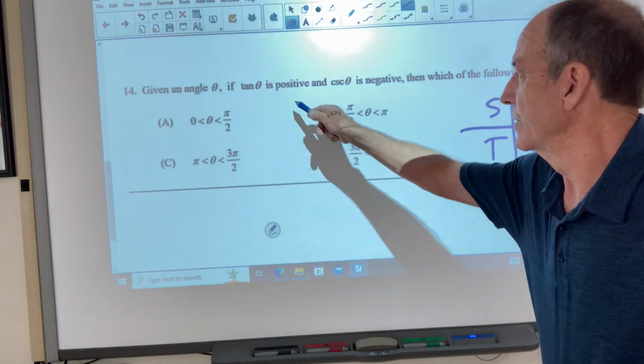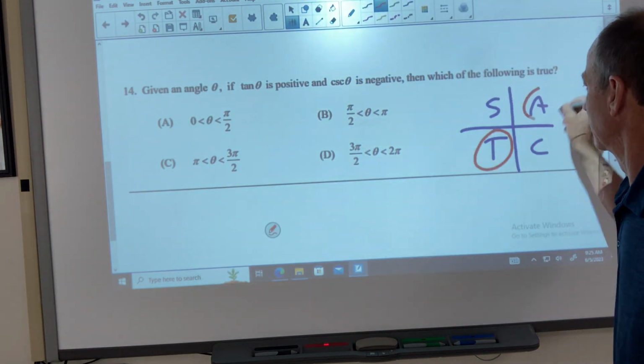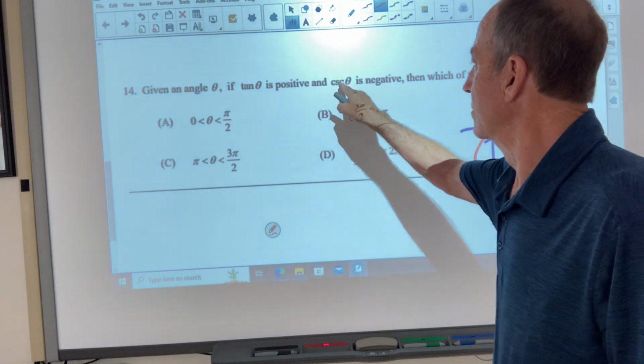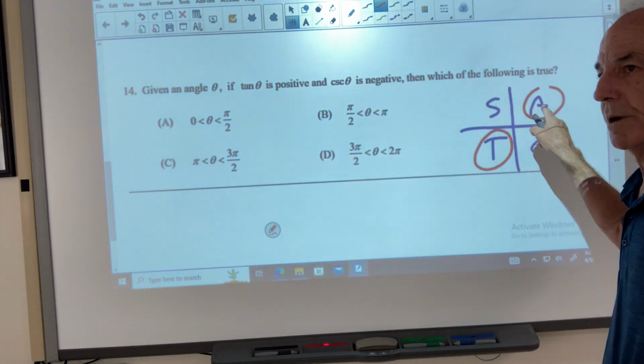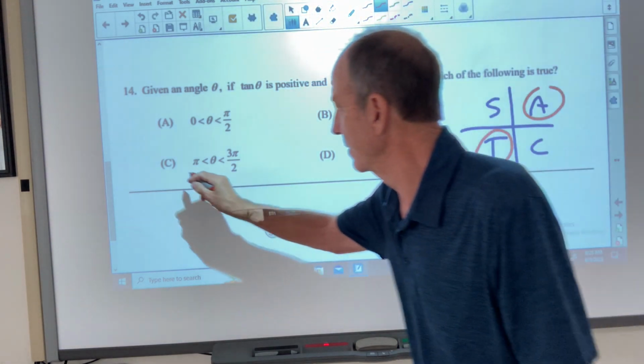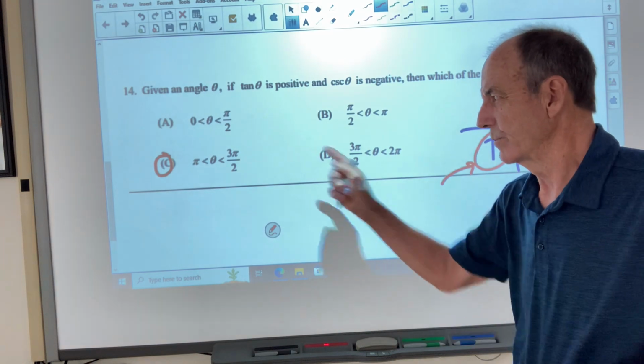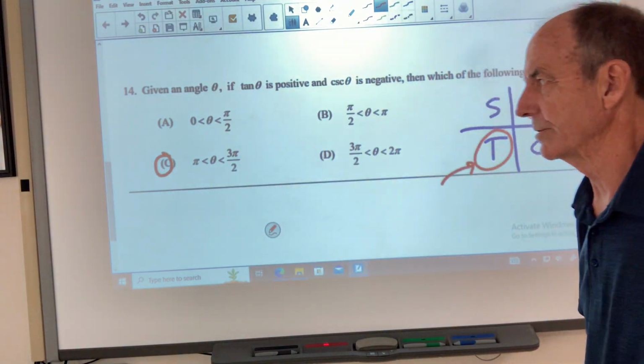This says the tangent is positive, so we have to be dealing with either here or here, right? And the cosecant is negative. Well, all functions are positive here, so we have to be dealing in quadrant 3. So quadrant 3 would be the choice for number 14, right? Quadrant 3, between pi and 3 pi over 2.